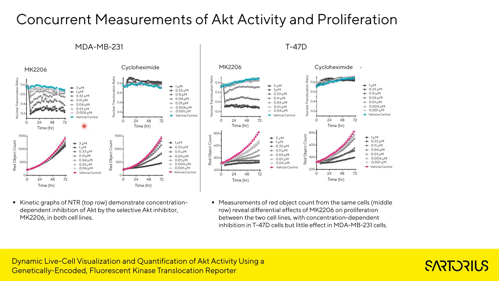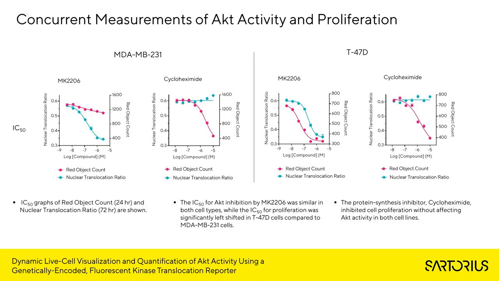So as you can see here, in MDA-MB-231 cells, there was almost no effect on proliferation from the treatment with MK2206, despite the fact that we did see inhibition of AKT. However, in the T47D cells, we saw a significant reduction of proliferation, as you can see down here below in this graph. While we saw similar effects in both cell lines in AKT inhibition, only in the T47D cells did we see a decrease in proliferation. So this is an example of how you can use our system to look at both AKT activity and proliferation within the same assay.